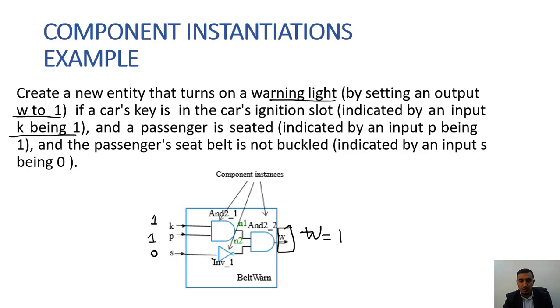To implement this, we need AND gates. Basically, if I want to write a function for this, W is equal to what? W is equal to K and P, and S complement. To implement this using a circuit, we are going to do this implementation over here.